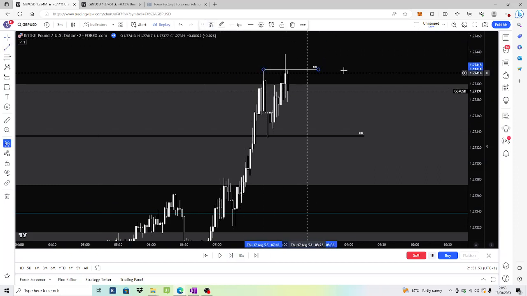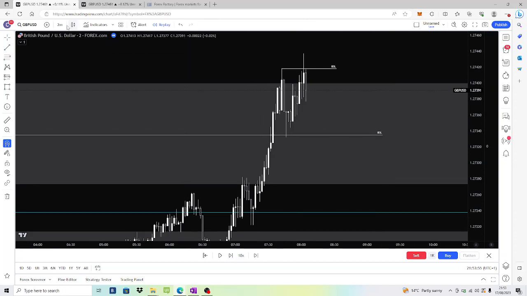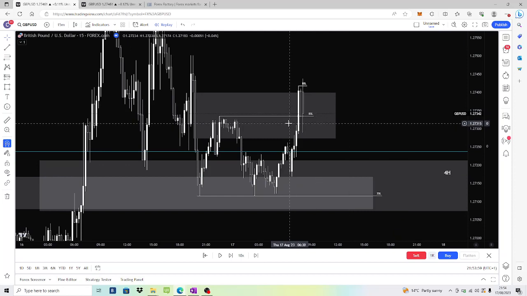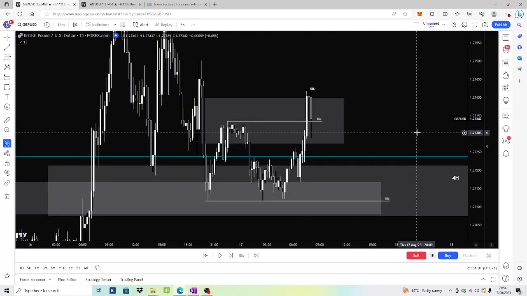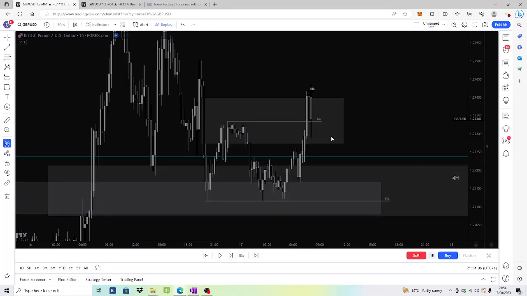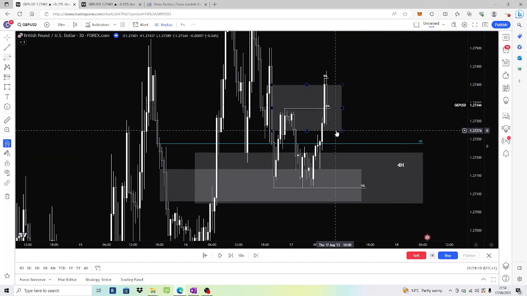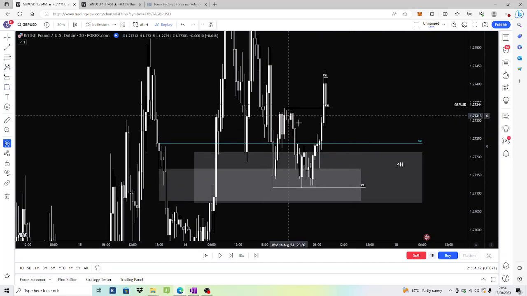What time is this at? It's at 8 o'clock now, we take internal. What does this look like? Price is just respecting these bullish fair value gaps on the 15 minute. There's a fair value gap down here. I'll get rid of this on the 30 minute that hasn't been tapped into yet.